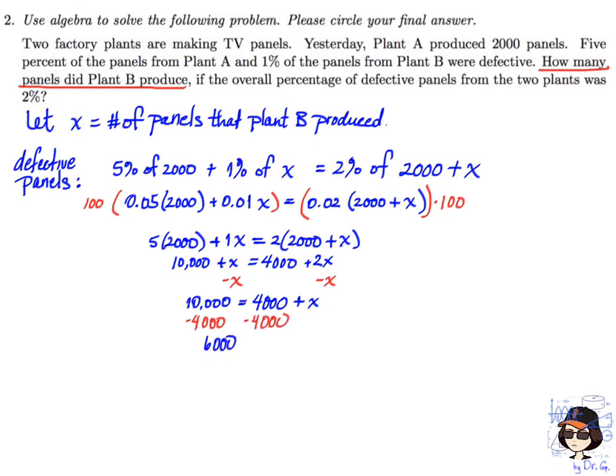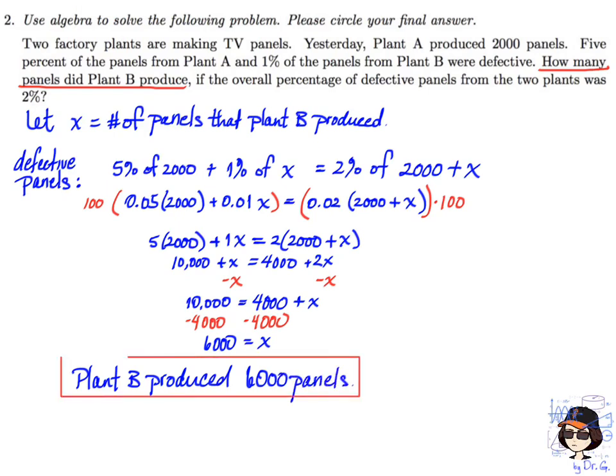And I've got 6,000 equals x. Now, because you're nervous, it's an exam, and I'm timing you, you might just circle that and move on. But you're not quite done. I want you to answer the question, and I want you to use words. So x represents the number of panels that plant B produced. So let's answer the question. Plant B produced 6,000 panels, and circle that as your final answer.